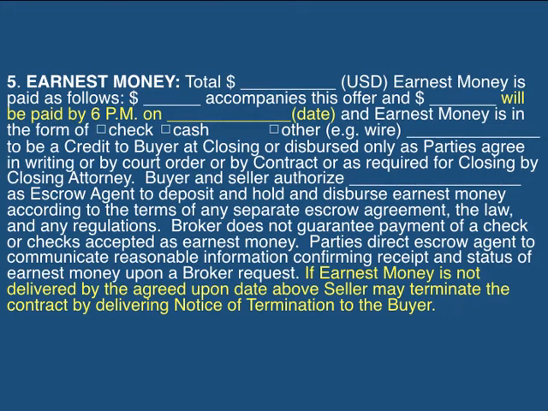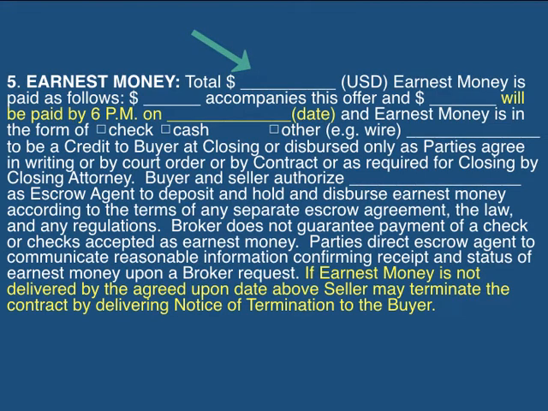It says the total, which has a blank, total dollar amount, earnest money, is paid as follows. Blank accompanies this offer, and blank will be paid by 6 p.m. on a certain date. And then the earnest money is in the form of a check, cash, or other. Check, a box. It's one of those. When we talk about the blanks, obviously if the earnest money is going to be $5,000, you put $5,000 in the first blank.